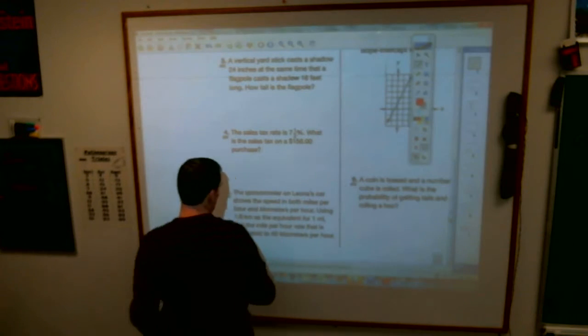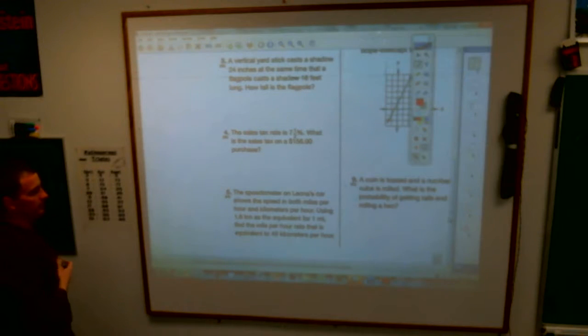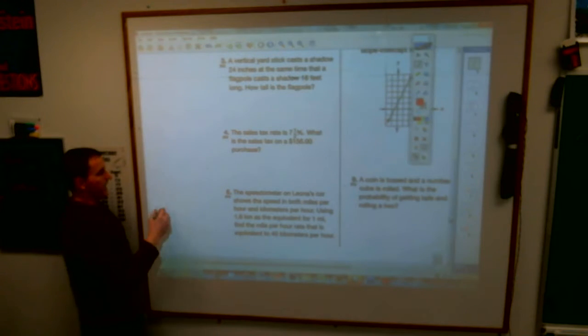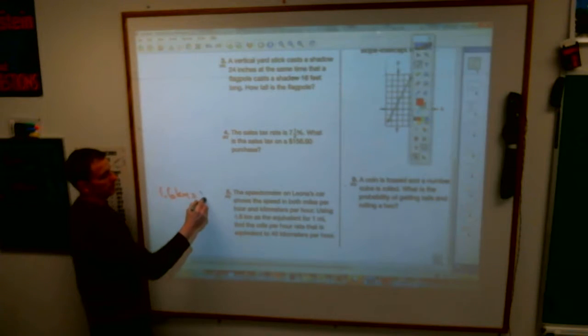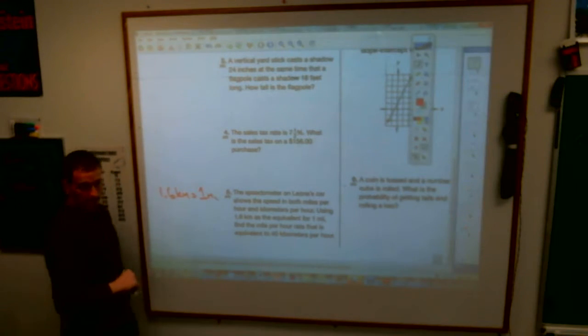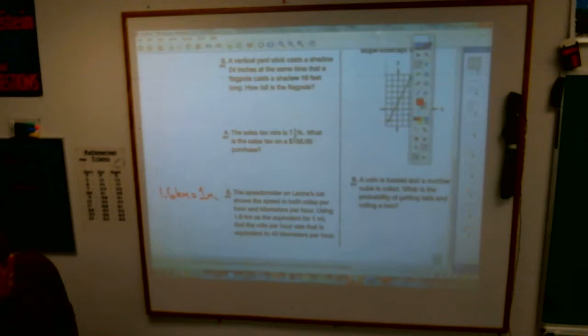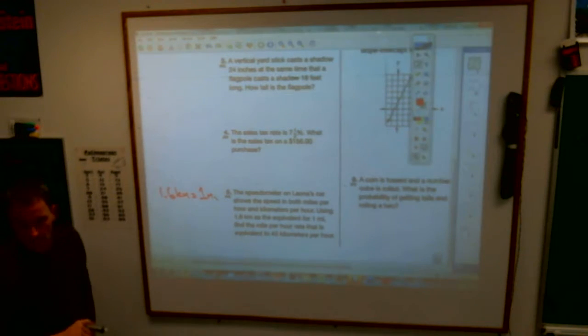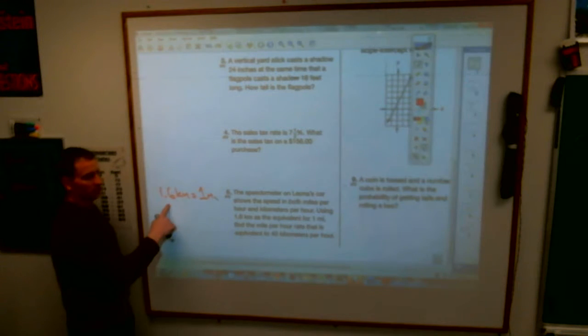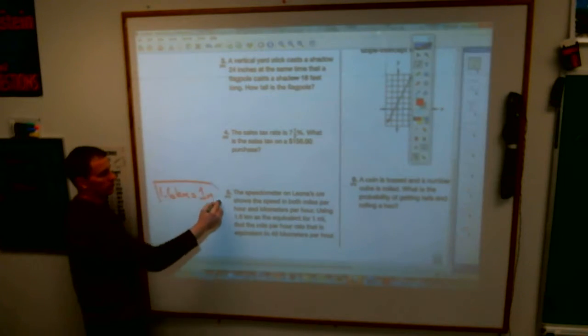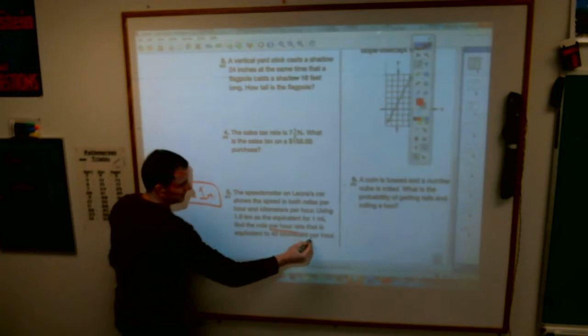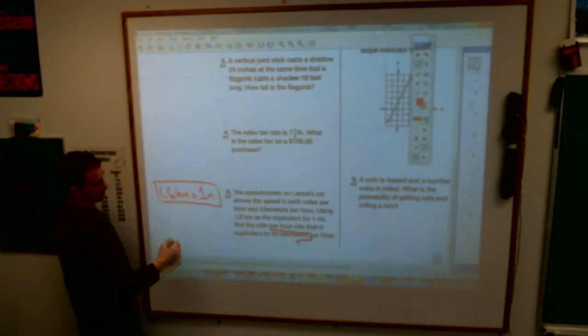The speedometer on Leona's car shows the speed in both miles per hour and kilometers per hour. Using 1.6 as the equivalent for 1 mile, find the miles per hour rate that is equivalent to 40 kilometers per hour. I would write down my equal ratio, fraction, conversion thing. You know that 1.6 kilometers equals 1 mile, right, Mitch? Yeah. First of all, did you take any notes or staple any notes on the back of yours? No. Okay. So here is your conversion ratio fraction. You are taking 40, right, go.